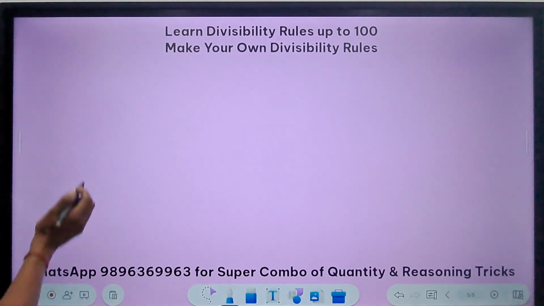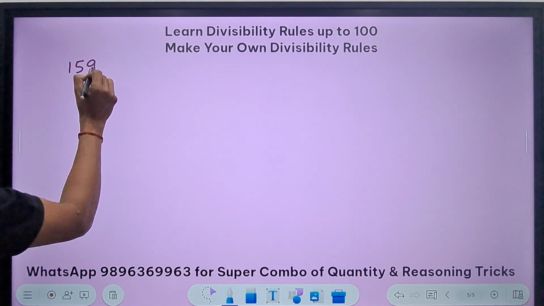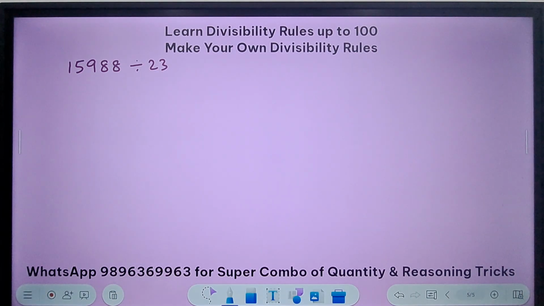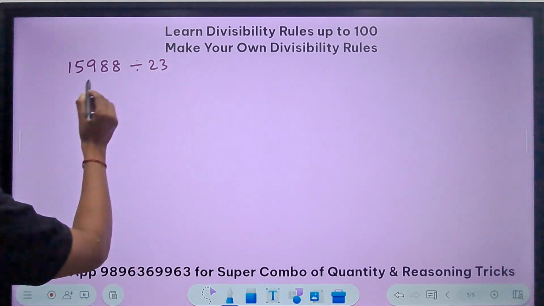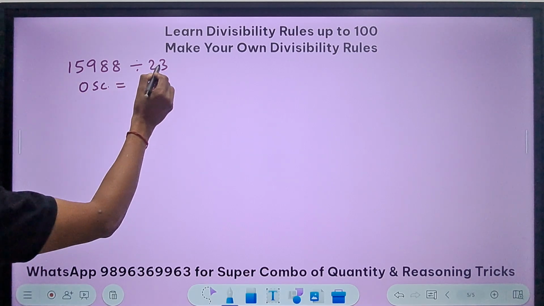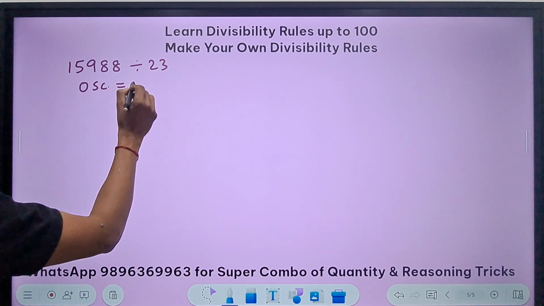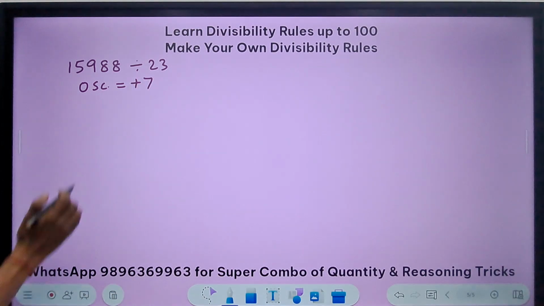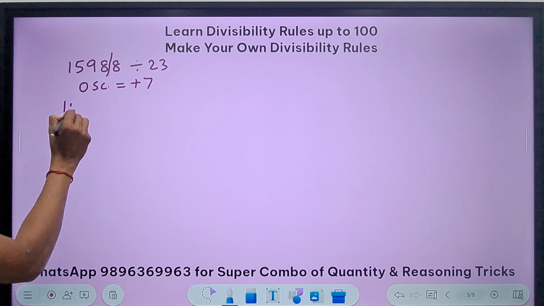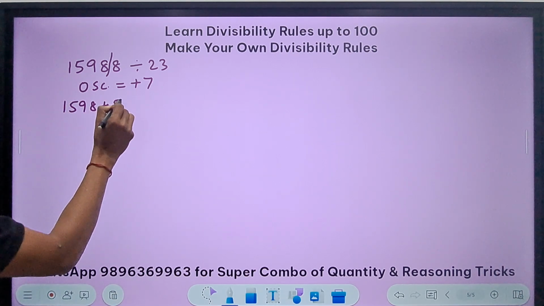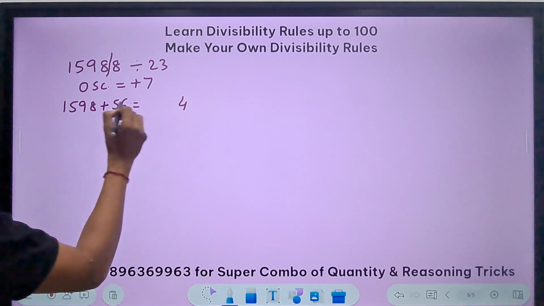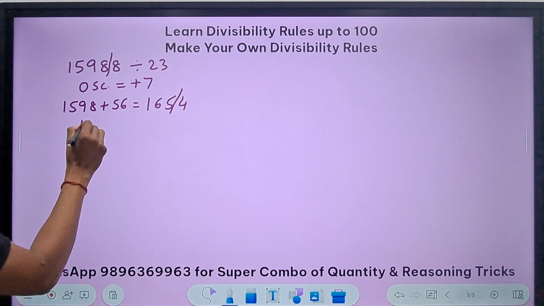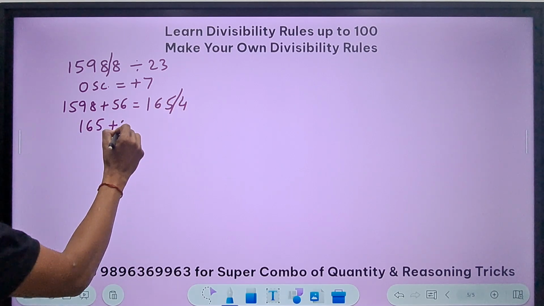I want to check whether 15988 is divisible by 23 or not. When I did the oscillator concept, the oscillator for 23 is: 23 times 3 is 69, plus 1, so 70. So plus 7 is the oscillator for 23. Now I will separate this out. 1598 plus 7 8s are 56. This will give me 14, 4, 1 carry means 15, 5, 1 carry means 6 and 1. So separate it out. 165 plus 7 4s are 28.